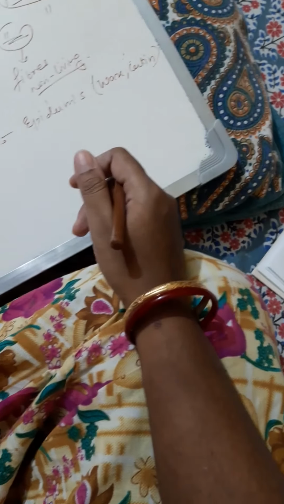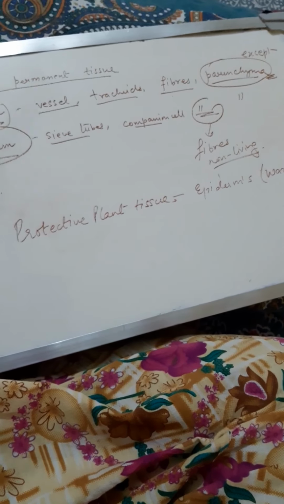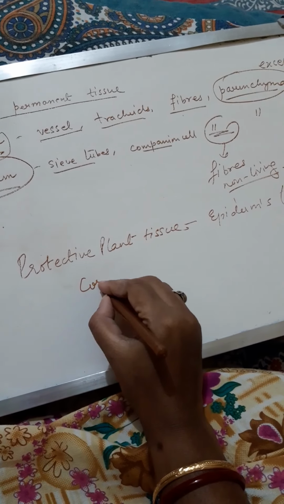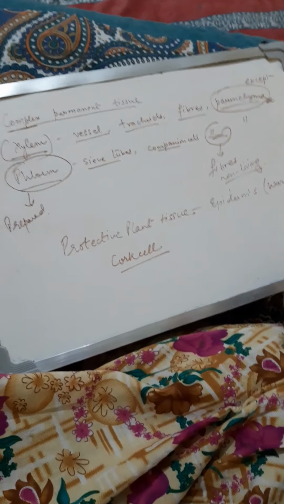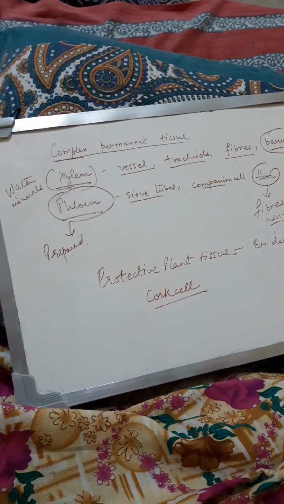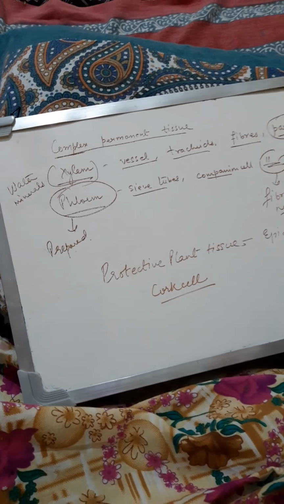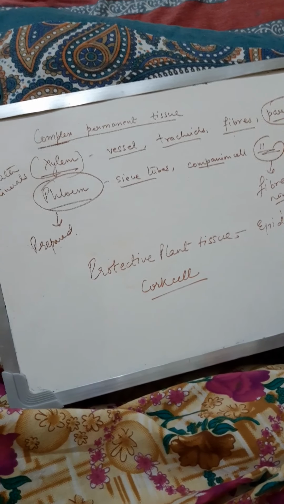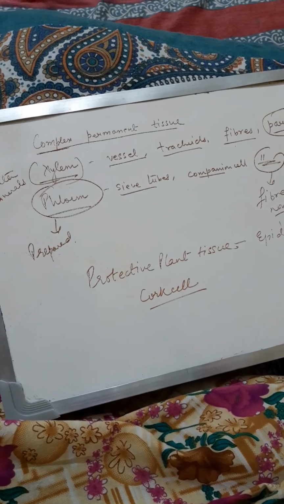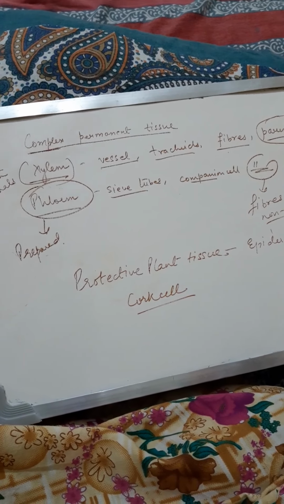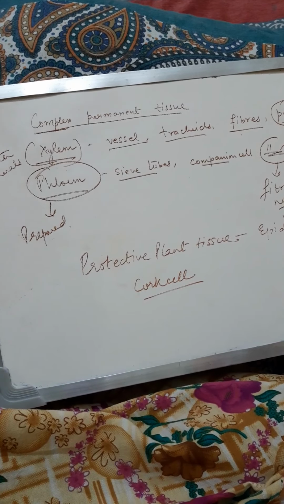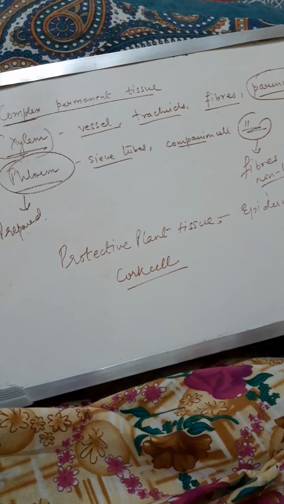Apart from this, as the stem and the roots grow older from time to time, the protective tissues at the periphery, which is exposed outside, become cork cells. What do they become? They become cork cells. In earlier days, homeopathic medicine bottles used to have a cover made up of these cork cells, because they are very hard and can hold things very properly. So that is called cork cell, and it is also a protective tissue.